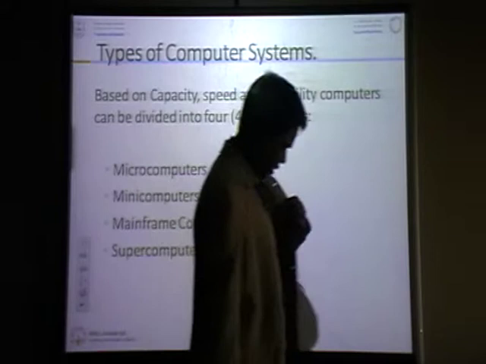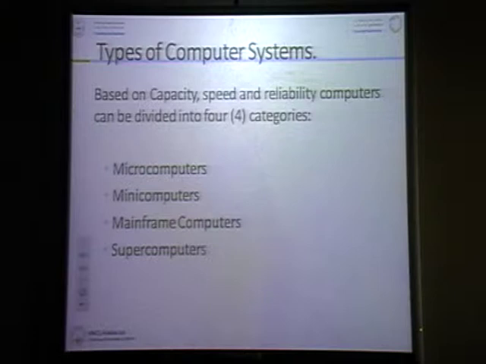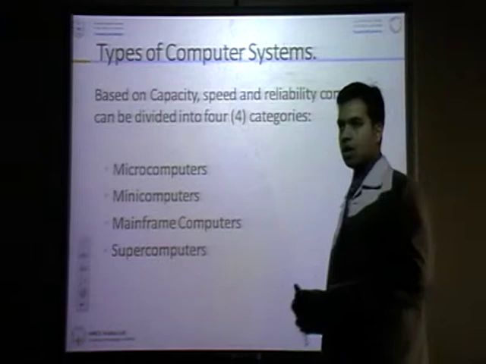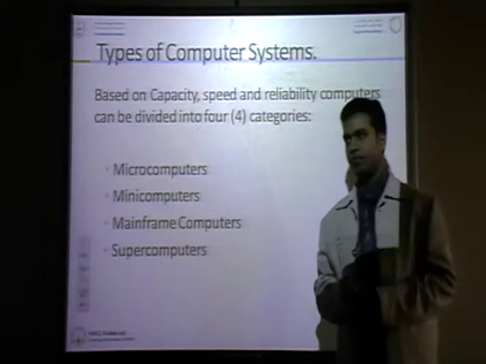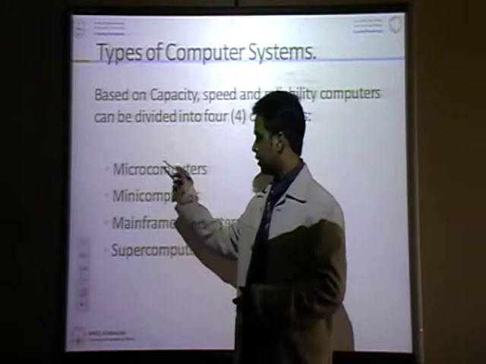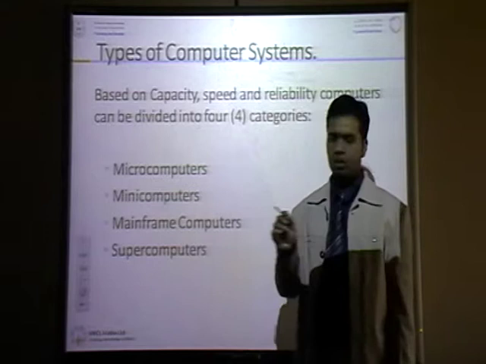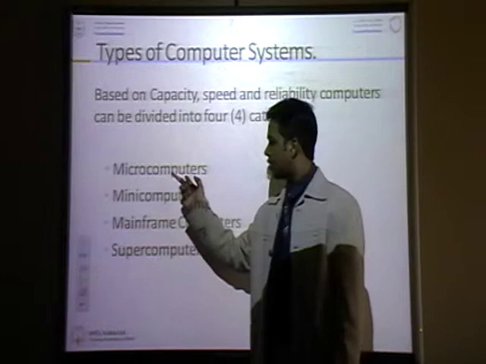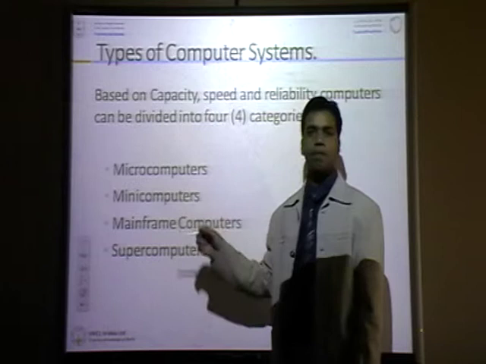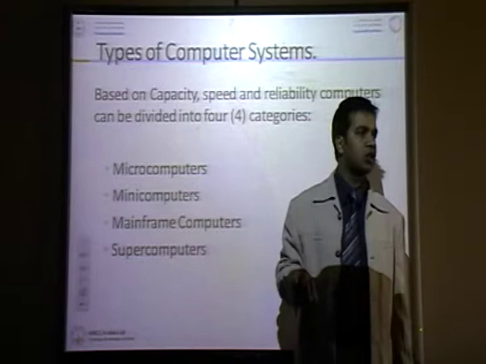Next, types of computer. How many types of computer are there? Four. First one is microcomputer. Next, minicomputers. Then mainframe. Then supercomputer. This is arranged in the form of size, speed, and storage capacity. Means this is small, its speed is low, its storage capacity is less. This is bigger than this. Its storage capacity is more than this, and the price is also more.